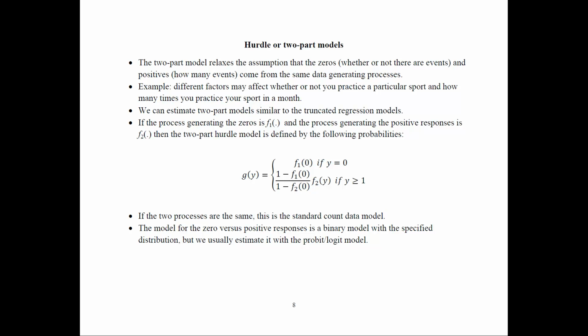So an example where this could be applied is when different factors may affect whether or not you practice a particular sport and how many times you practice your sport in a month. So for example, if you play tennis, it depends on whether or not you like to be active, on whether or not you have injuries and so on, a lot of factors like that. But how many times you practice may be a function of how close you are to the tennis court, or how expensive the entrance fees are, and things like that.